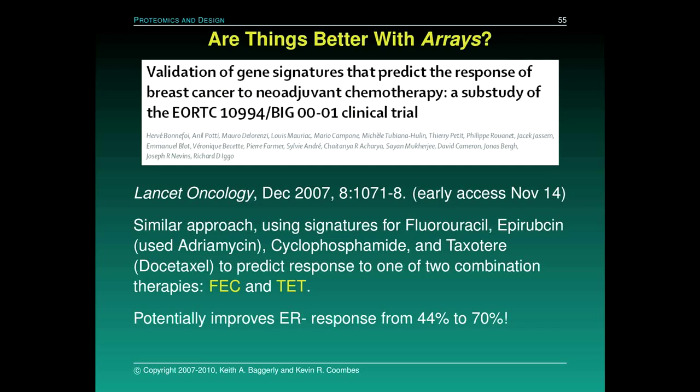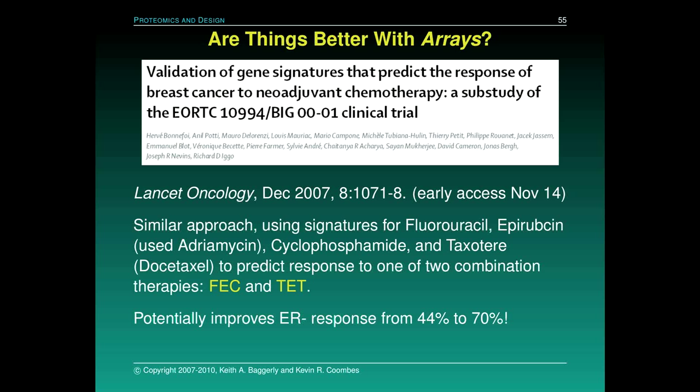Well, just because I can, I think let's take a look at something with arrays. So here's a paper using microarray data to try to predict response to combination chemotherapies. This appeared in The Lancet Oncology in December of 2007. It was accompanied by a nice little editorial saying how wonderful this was.